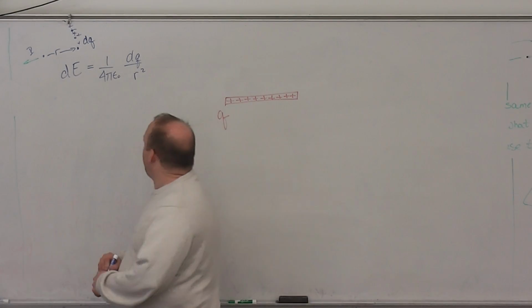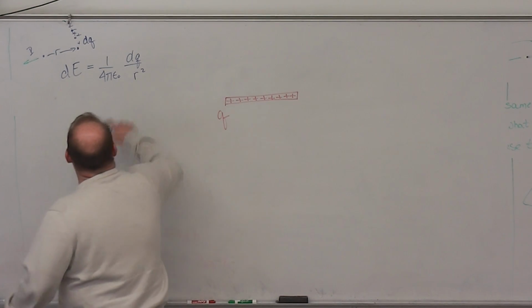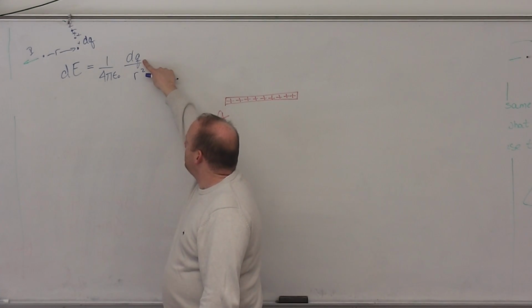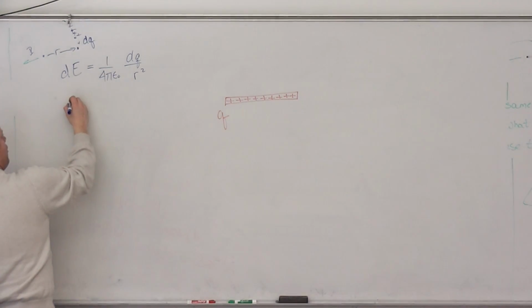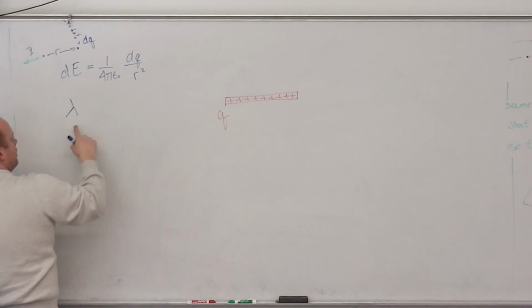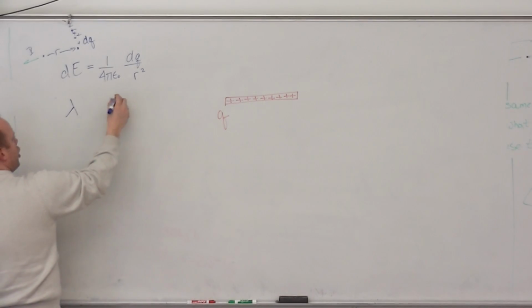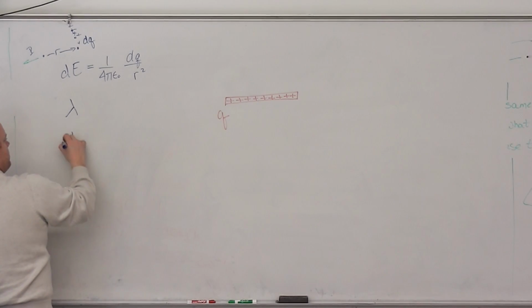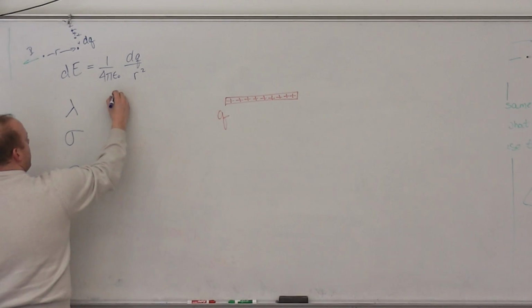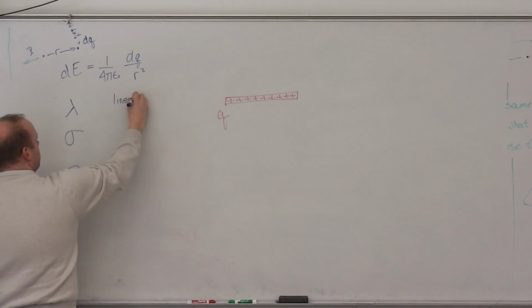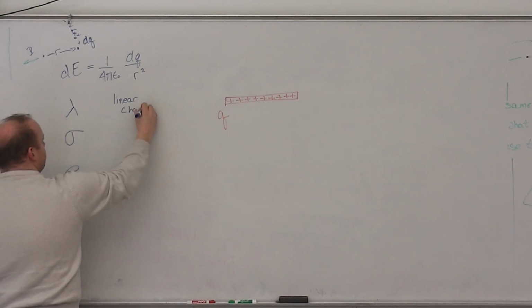So what we're going to do is, instead of calling this dq, we have something that we're going to call lambda. We're going to come up with what are called charge densities: lambda, sigma, and rho. This is going to be the linear charge density.